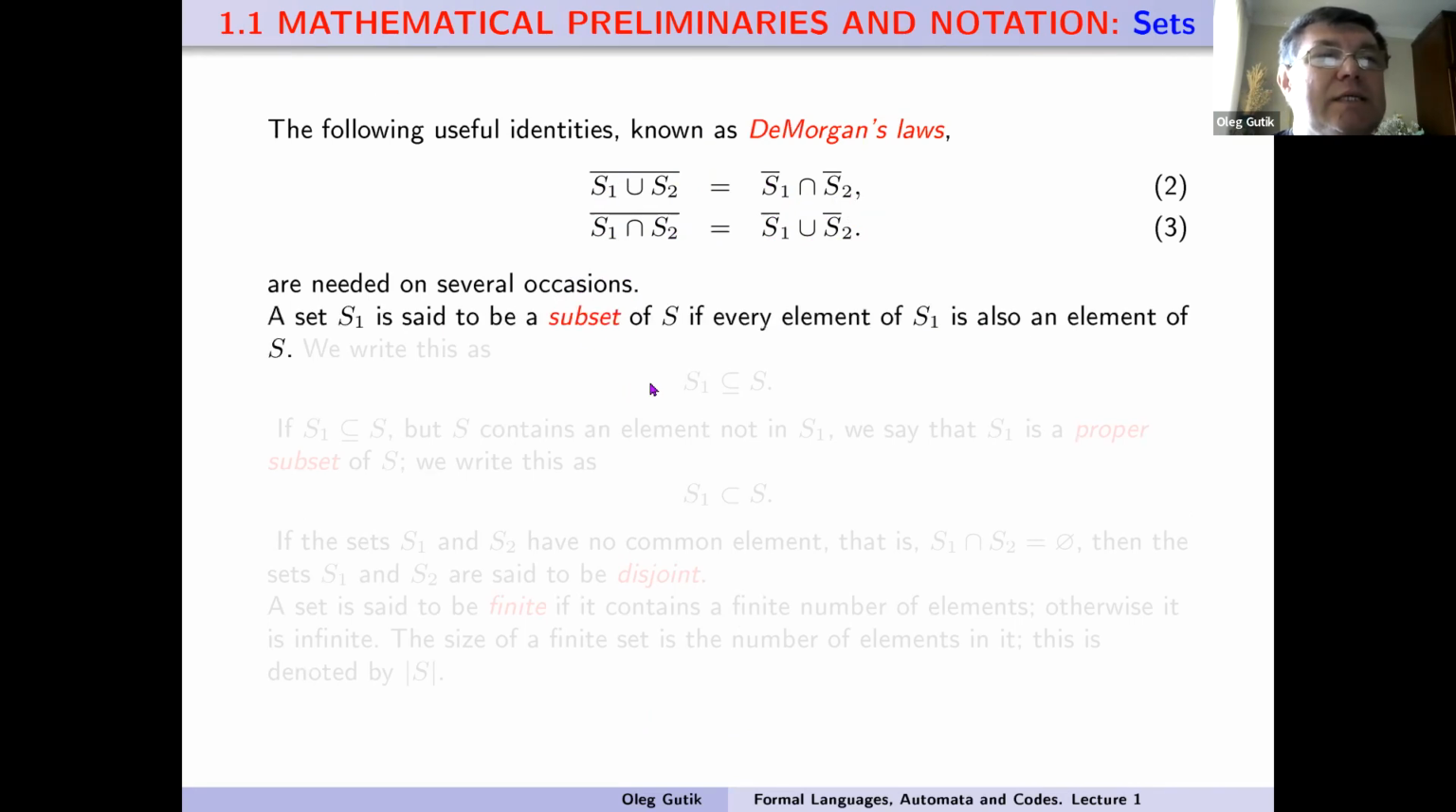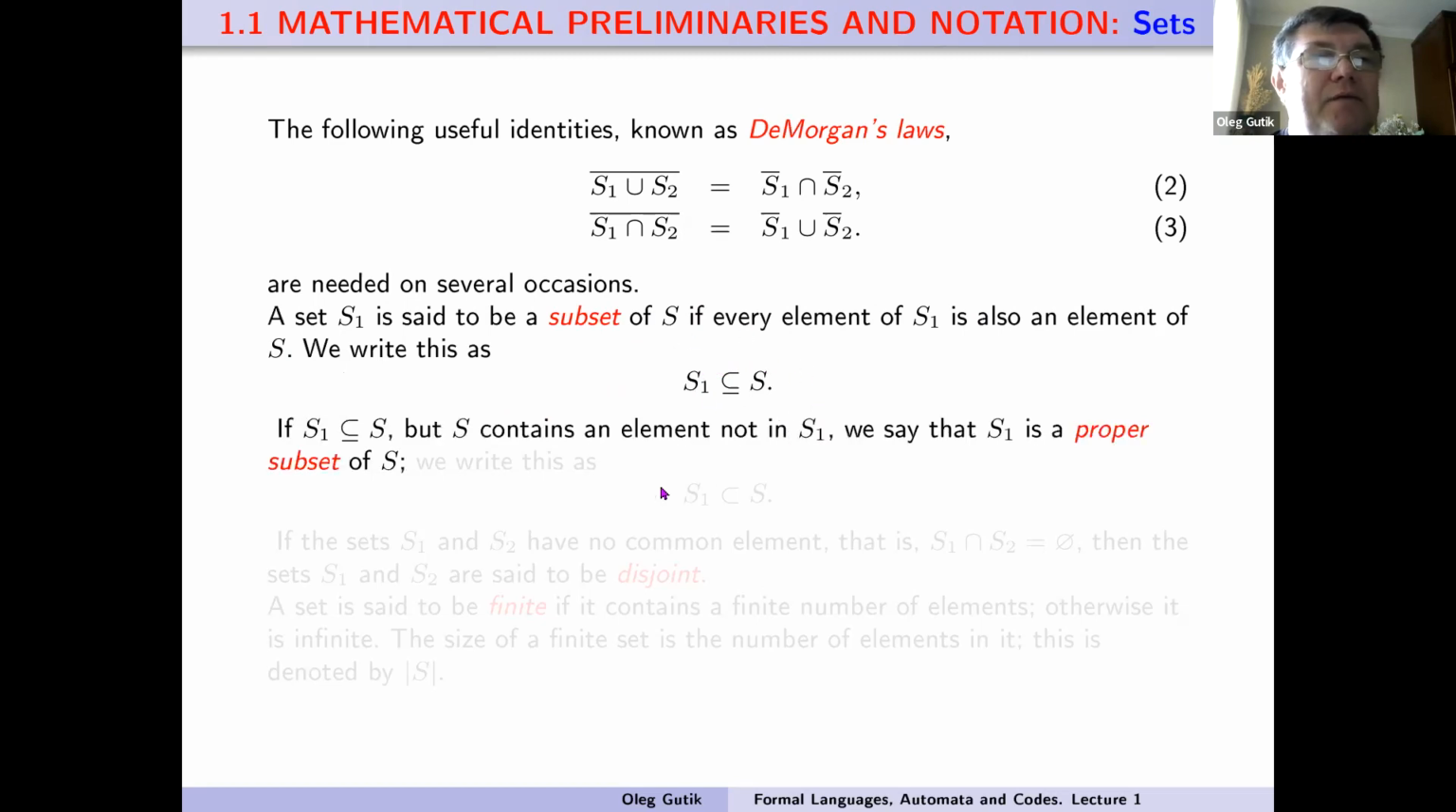A set S1 is said to be a subset of S if every element of S1 is also an element of the set S, and we write this in the following way: S1 is a subset of the set S. If S1 is a subset of S, but S contains an element not in S1, we say that S1 is a proper subset of S, and we write this in the following way: S1 is a proper subset of S.